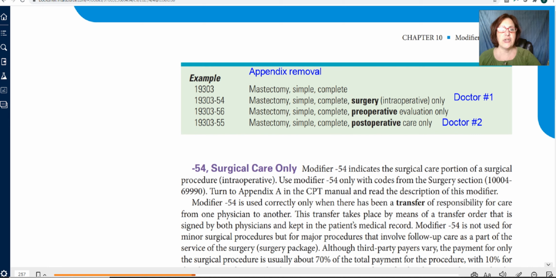So the one doctor is going to put a 54 on there. I am the surgeon. I did the cutting. Pay me for the procedure. And then doctor number 2 is going to put a 55 on there saying, pay me only for the post-op care. I did not do the procedure, but I'm doing the follow-up care. And this allows the insurance company to split the payment between 2 doctors that shared the responsibility for this patient for this procedure.